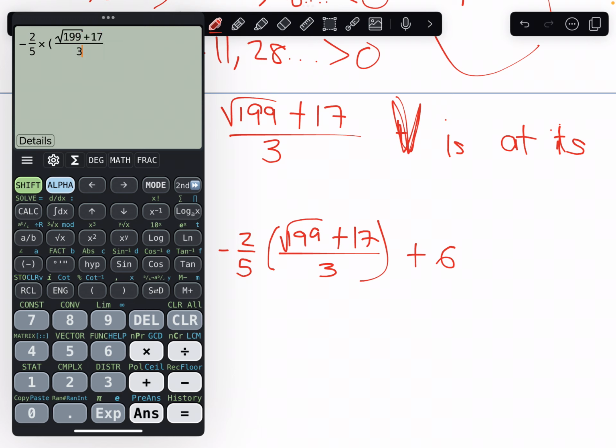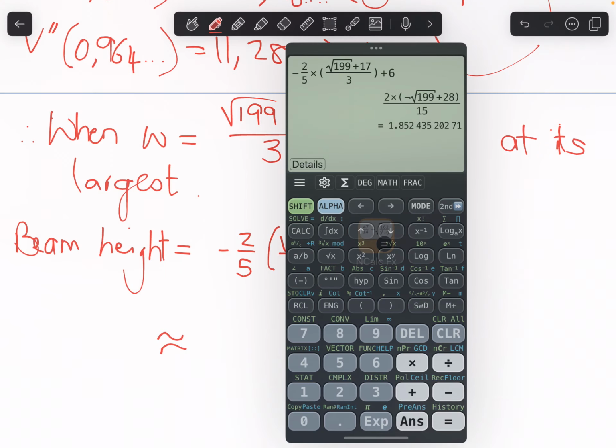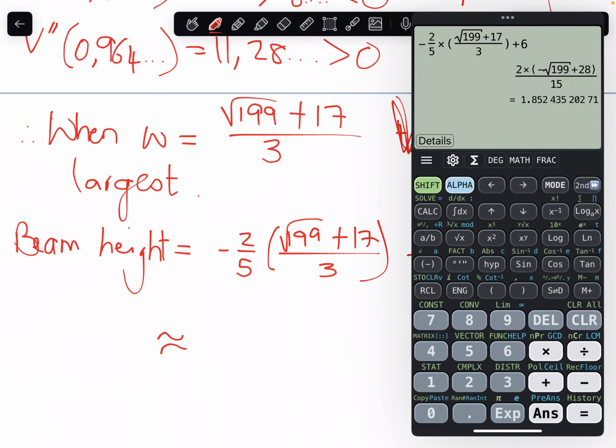Okay, so we end up with 1.8 meters as our final answer, which is not very high. That's as tall as my dad. I'm a bit nervous. They get 1.9. Oh yeah, it is 1.9, sorry. Rounded off, it becomes 1.9.